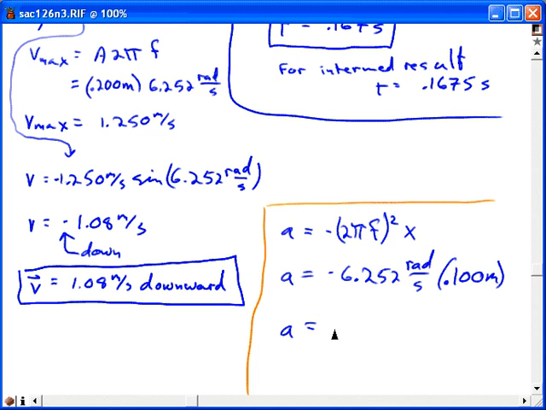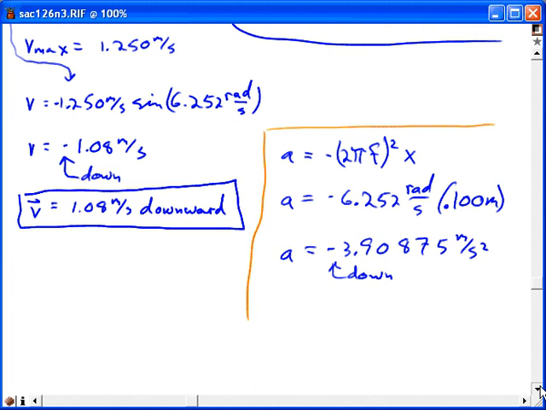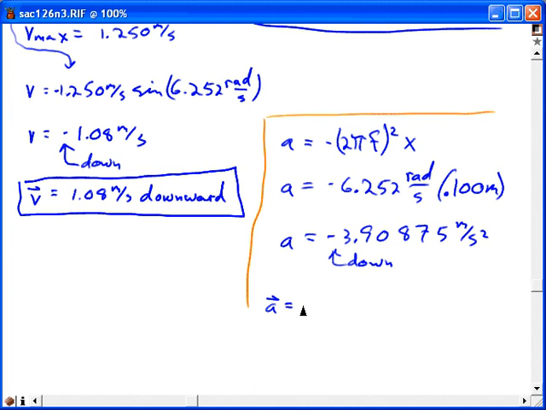That gives a is minus 3.90875 meters per second squared. The minus sign again means downward. So I'll go ahead and interpret that for the reader. a is 3.91 to 3 sig figs meters per second squared downward.